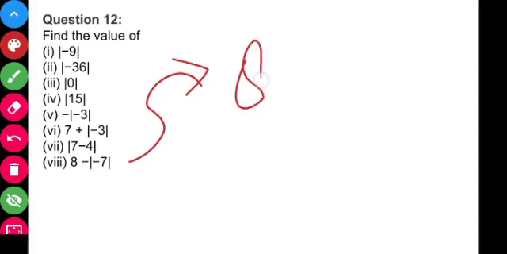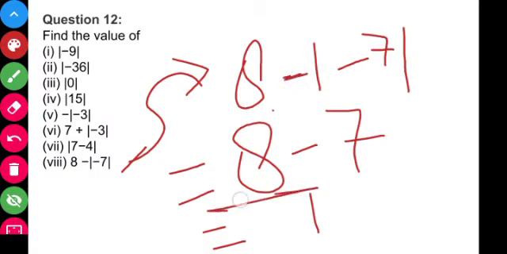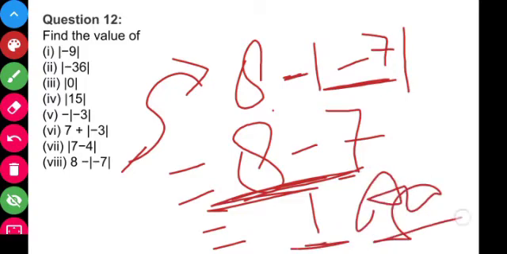The 8th part is 8 minus the absolute value of minus 7. The absolute value of minus 7 is 7, so this will be 1. Okay. The question is given 8 minus the absolute value of minus 7. So 8 minus 7, since the absolute value of minus 7 is 7. So 8 minus 7 is 1. That means 1 is the answer.